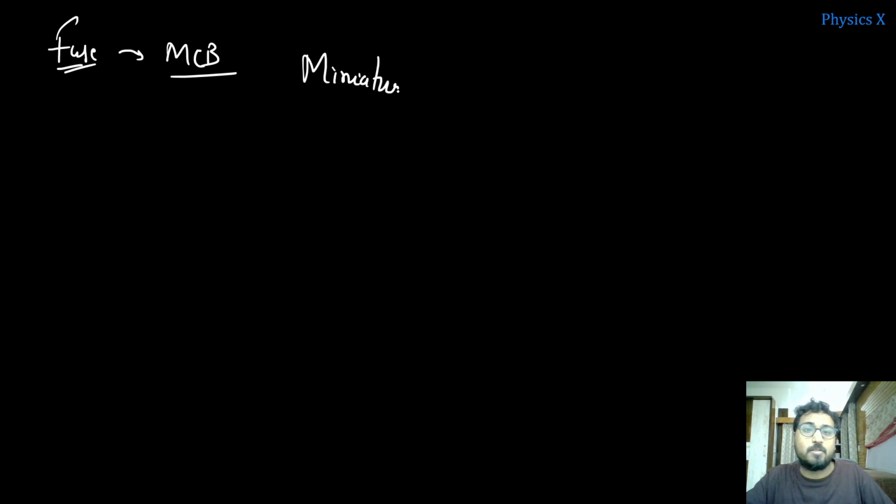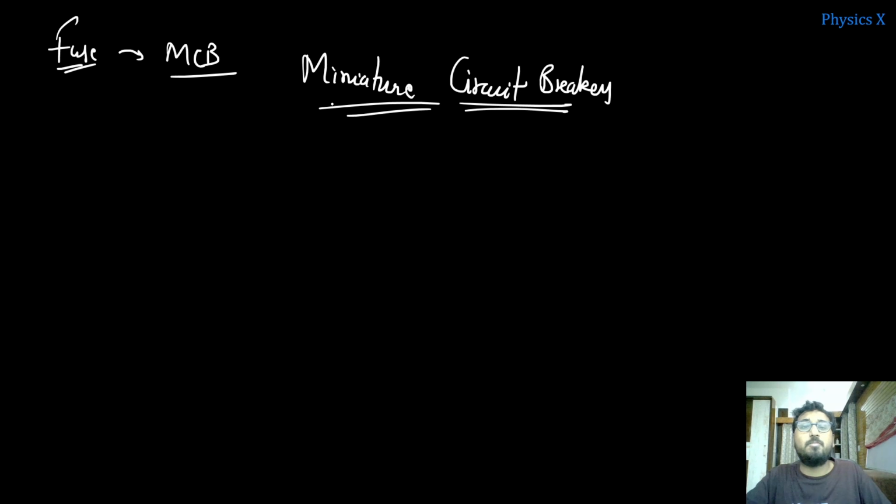Nowadays, in place of fuses, we are using MCBs, which are miniature circuit breakers. This is also meant for the same purpose, but the principle involved in working is different. Whenever an overcurrent flows through the circuit, there is a relay kind of mechanism there.